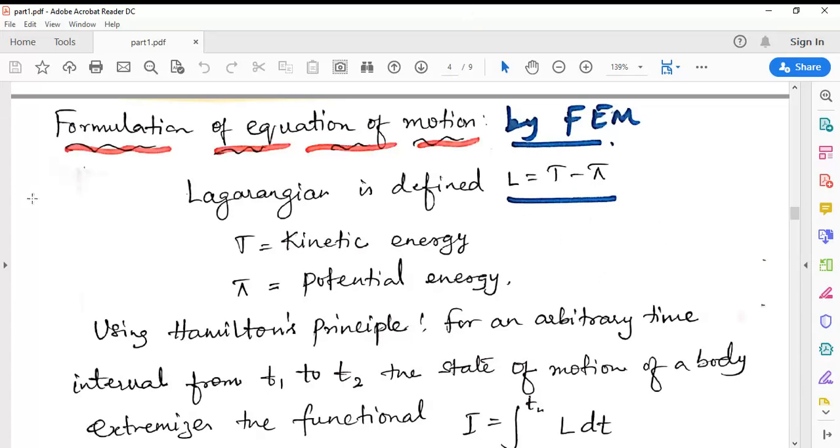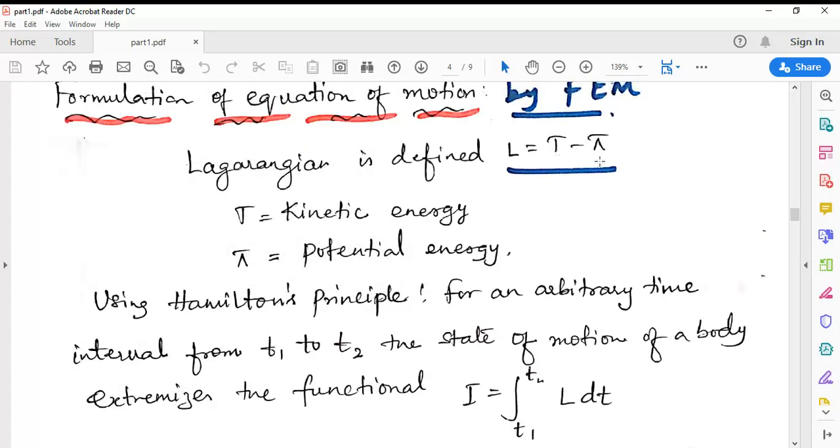In finite element methods, we use what we call the Lagrangian. Lagrangian is a mechanics approach. It's a function which consists of displacements with time derivatives. Lagrangian is defined as L equals T minus pi, where T indicates the kinetic energy and pi is the potential energy.